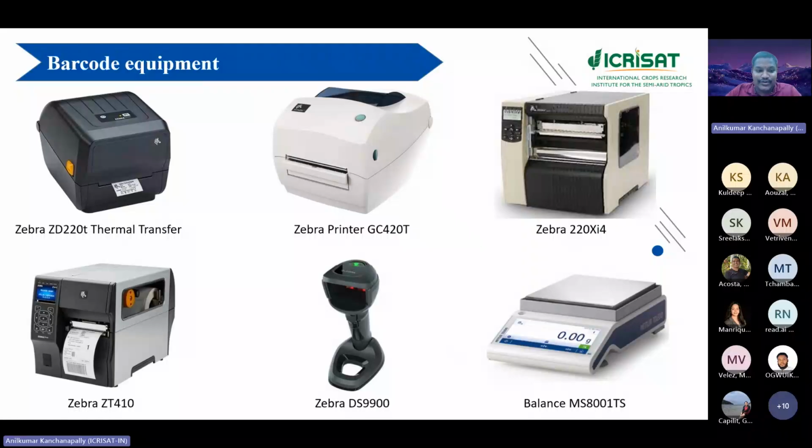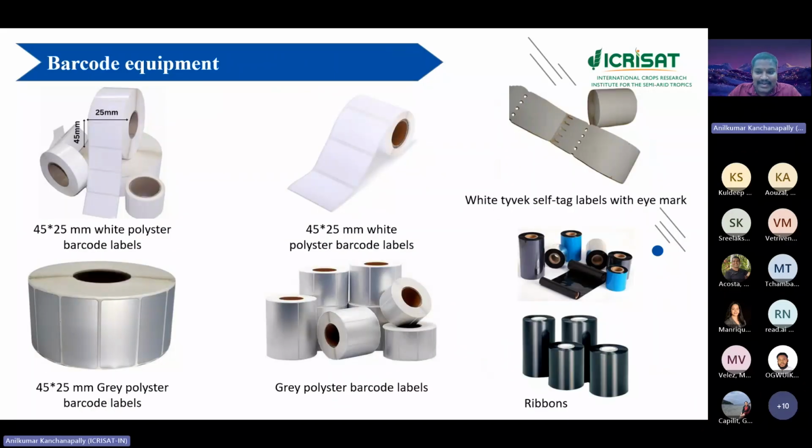These are the printers we are using. These are the equipment we are using for printing as well as weighing the germplasm. And these are the labels and the ribbons we are using in the ICRISAT Genebank.